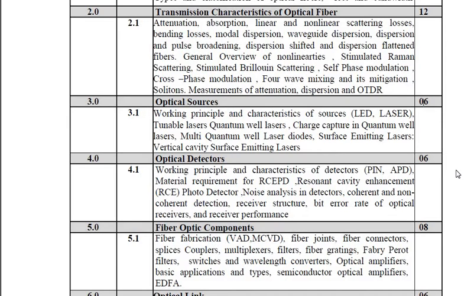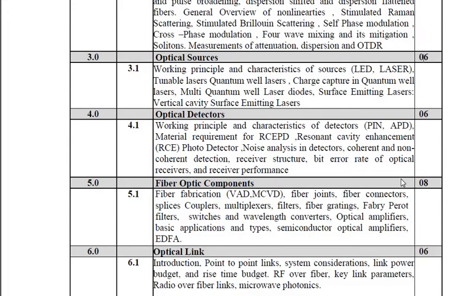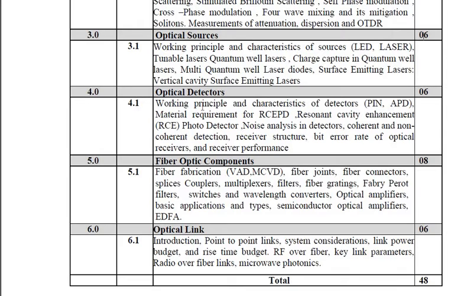Then comes optical detectors. We are going to see the principles of optical detectors and the characteristics, and the main part of this module is PIN diode and APD. Resonant cavity enhancement for the detector, different types of detectors, its structure, bit error rate, receiver performance, everything will be covered. This has 6 hours, again that means 10 to 15 marks question will be asked from this module.